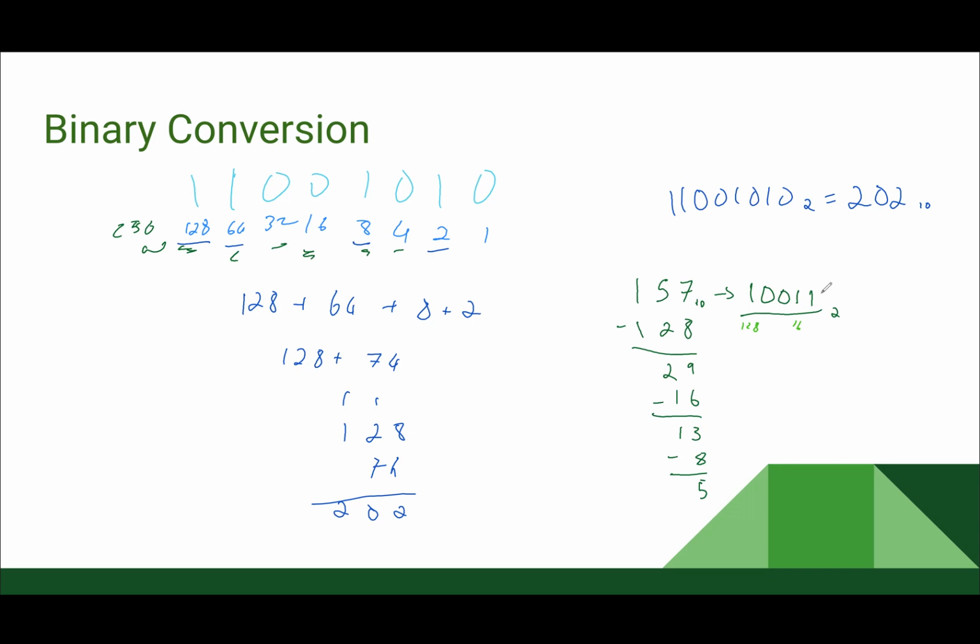The next biggest thing that fits is a 4. 5 minus 4 equals 1. So 2 does not fit. And then 1 does fit. So 1 minus 1 equals 0. So once we've reached 0, we know we have made our goal. So our end result is 10011101 in base 2. So that is our other direction conversion.